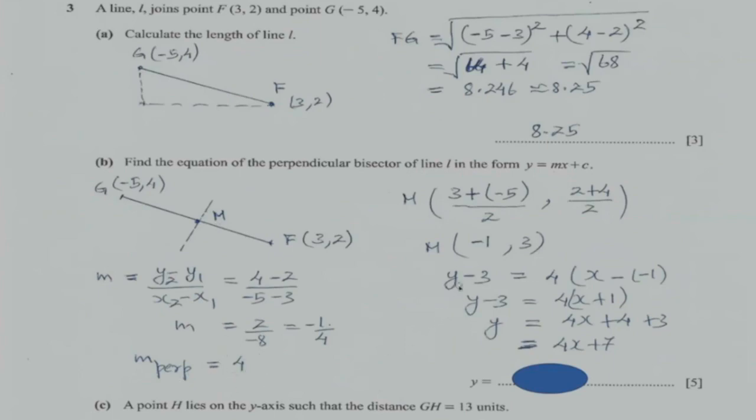Then we can write the equation like this. y minus y1 equals 4 into (x minus x1). y minus 3 equals 4 into (x minus minus 1), which means x plus 1. Then y equals 4x plus 4 plus 3. 4x plus 4 plus 3 is 7. Then we can write the perpendicular bisector equation: y equals 4x plus 7.